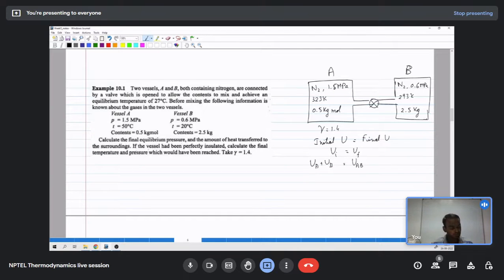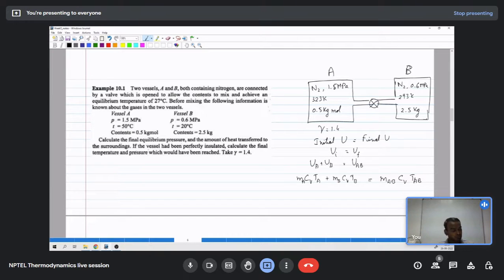So this U is again given by CV into T. So MA CV TA, this is for A, plus MB CV TB. Here both the vessels have the same gas of nitrogen, so I need not distinguish it as CVA and CVB. I have taken it as common, and so finally final internal energy is given by MAB, which is the total mass, into CV into TAB.